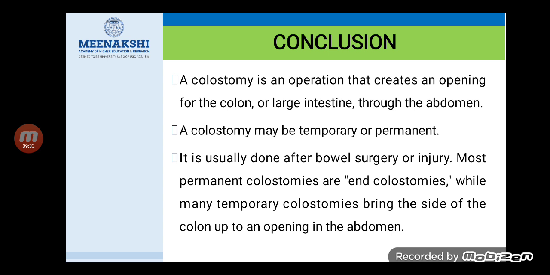To conclude this content, a colostomy is an operation that creates an opening for the colon or large intestine through the abdomen. A colostomy can be a temporary or permanent one. It is usually done after bowel surgery or injury. Most permanent colostomies are end colostomies, while many temporary colostomies bring the side of the colon up to an opening in the abdomen.